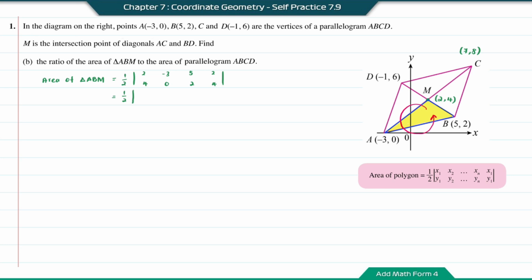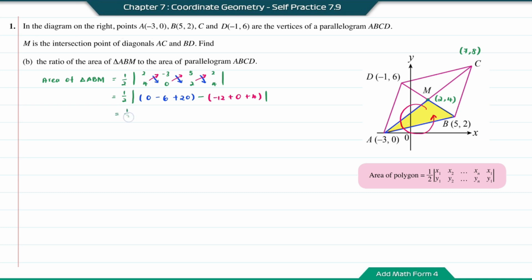So this is equal to 1 over 2, and we're going to sum all of the products in this direction. So bracket 2 times 0 is 0, -3 times 2 is -6, and 5 times 4 is +20. Then minus the sum of all products in these directions. So bracket 4 times -3 is -12, 0 times 5 is 0, and 2 times 2 is +4.